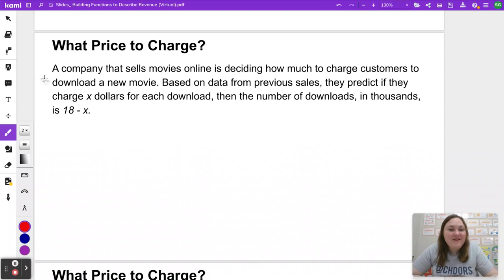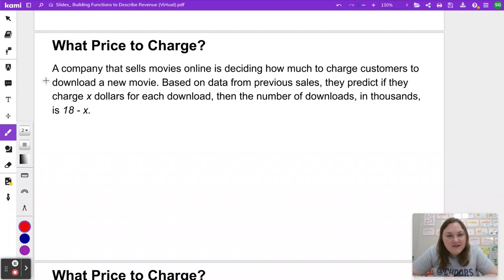In this story, we've got a company that sells movies online is deciding how much to charge customers to download a new movie. Based on data from previous sales, they predict if they charge X dollars for each download, then the number of downloads in thousands is 18 minus X.